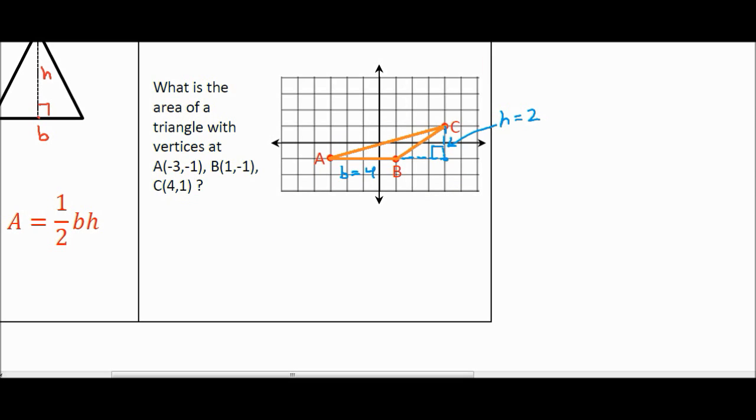All right, and now we're down to the easy part. We figured out base and height. Area is equal to 1/2 times base times height, which is equal to 1/2 times base, which is 4, times height, which is 2. Put that in your calculator. It's going to be 1/2 of 8. 4 times 2 is 8, so 1/2 of 8 is 4. And this is area, so it's going to be units squared.